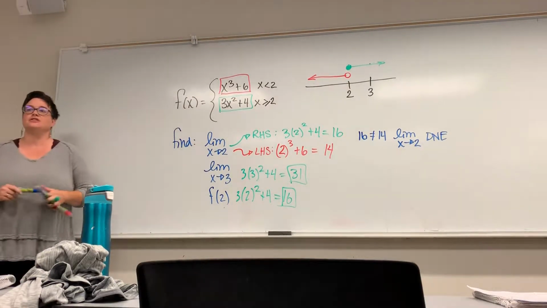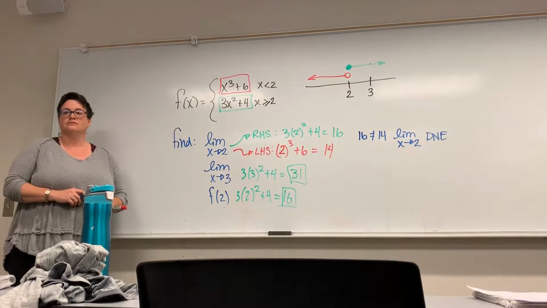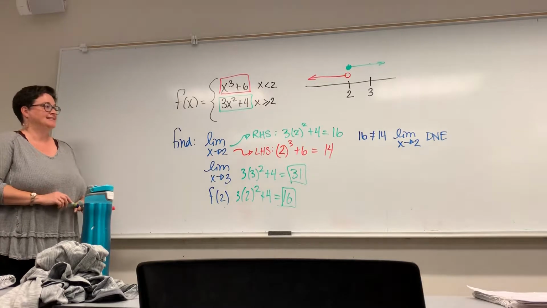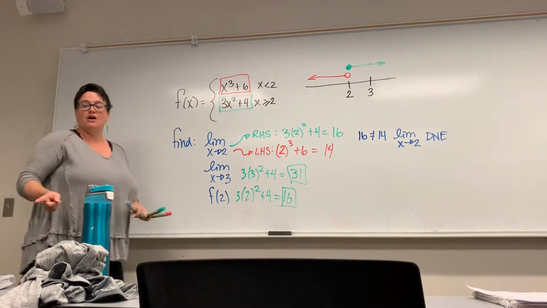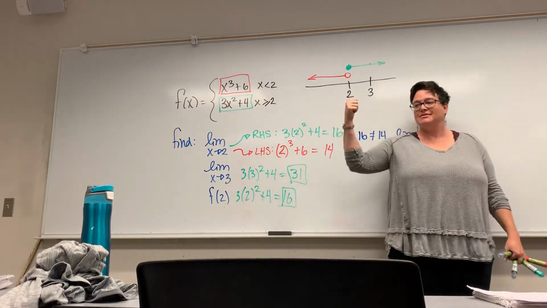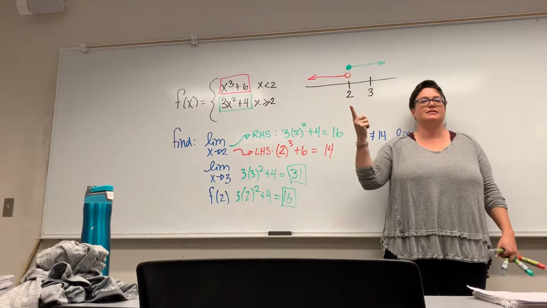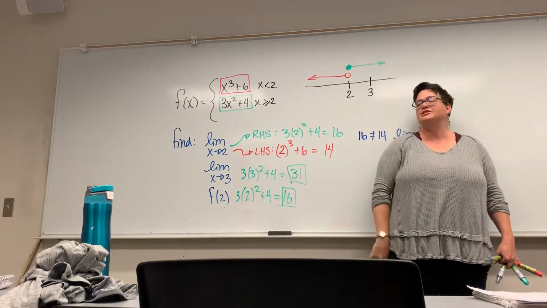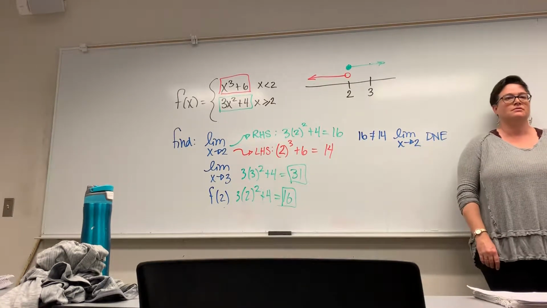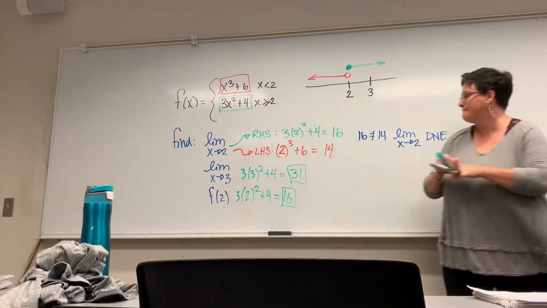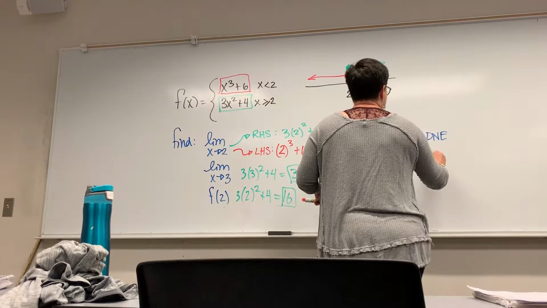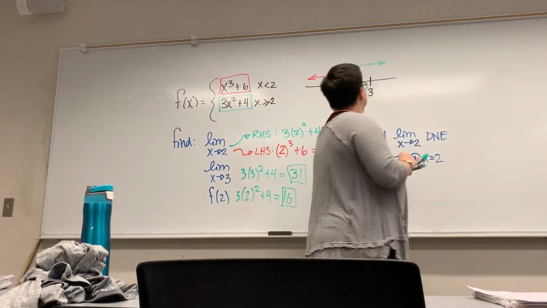Where, if any place, is this function discontinuous? Is it 2? Why? Different equations. What are the three conditions for continuity, Russell? The limit has to exist, the function has to exist, and they have to equal each other. At 2, did the limit exist? Nah, so it's discontinuous at 2. You guys with me? Okay. So it is discontinuous at x equals 2.